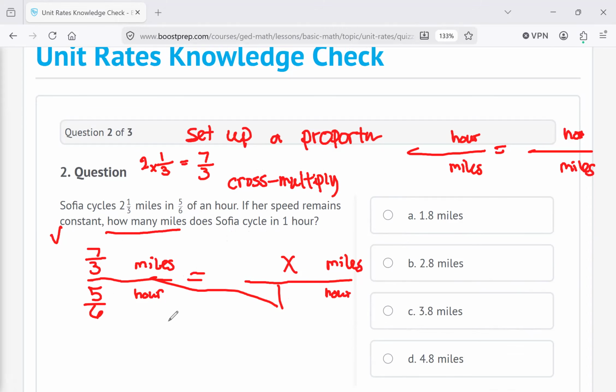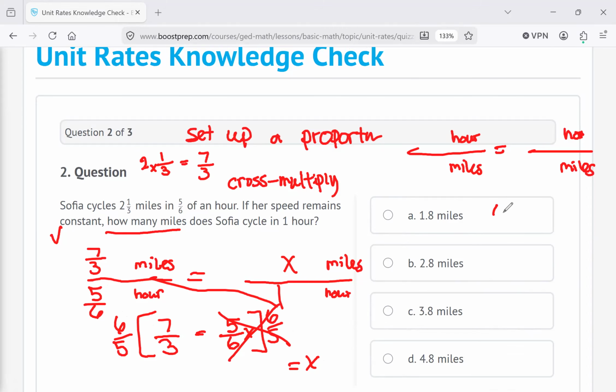So 1 times 7/3 is 7/3 equals 5/6 times x, which is 5/6 x. Then you want to solve for x, so you can get rid of this 5/6 by multiplying both sides by 6/5. So the 5 disappears, the 6 disappears. You're left with x. And then over here, what's 6/5 times 7/3? Simple, right?